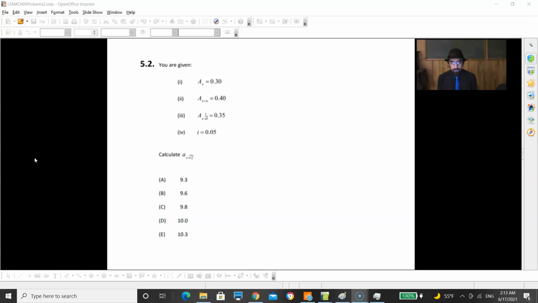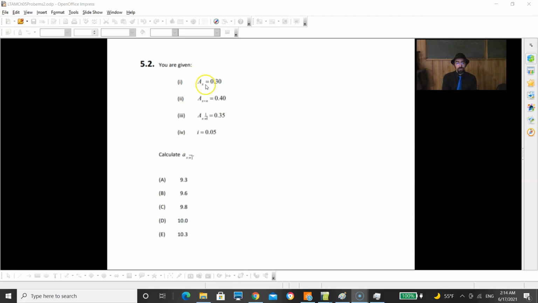So, for 5.2, you're given that big A sub x is 0.3, big A sub x plus n is 0.4, and big A sub x colon angle n first is 0.35. They give you the interest rate, and you're asked to calculate little a without the dots, little a x colon angle n. So, there are three things you have to notice.